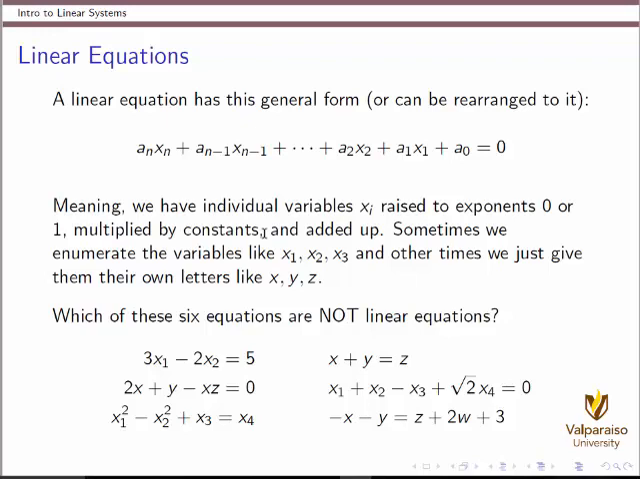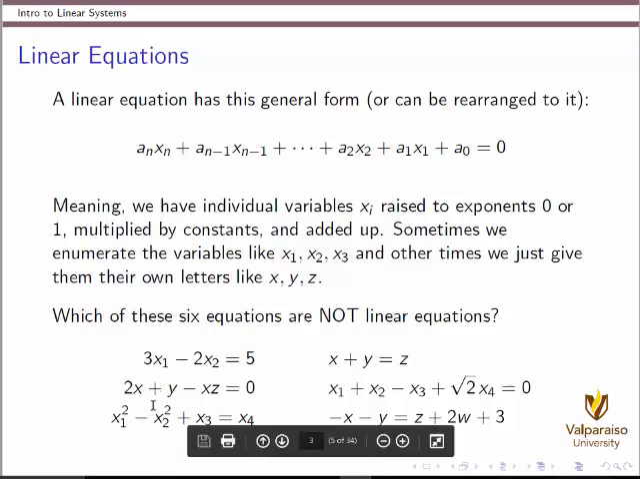Some of them are not linear equations. So to be linear, all the variable powers have to be to the first or just have constant terms. You can't have products of the variables. You certainly can't have roots of the variables or anything like that. So take a look, pick out the ones that are not linear equations. And it turns out that it's the second and third in the first column, and that's it. These two right here are not linear.